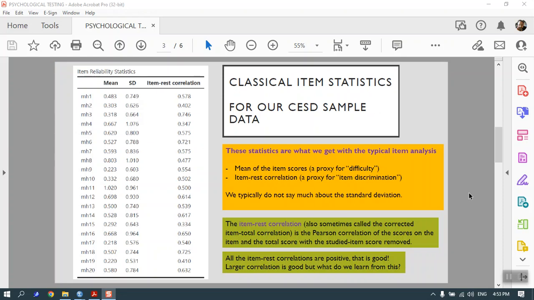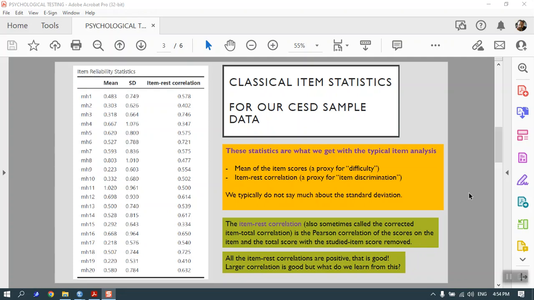In the item analysis, to remind us, we do the classical analysis. This is the classical sort of approach. There's the average, which is something about the central tendency of the distribution of the item. Sometimes we might call that difficulty in a knowledge test. And then we have item discrimination for each of the items and the standard deviation.